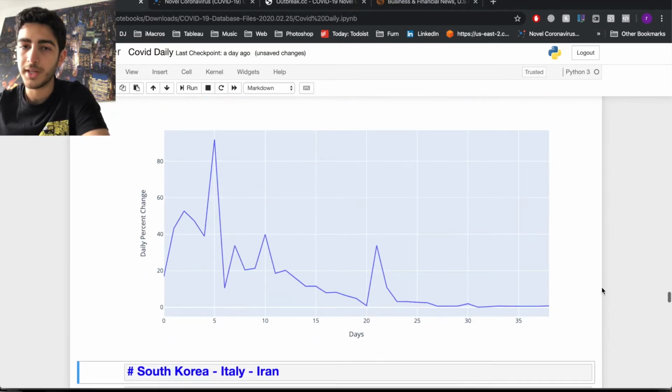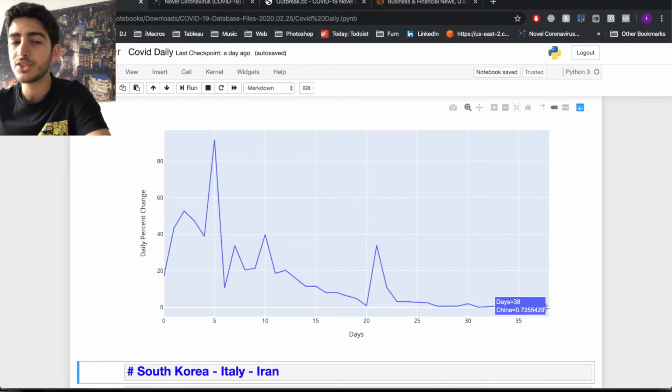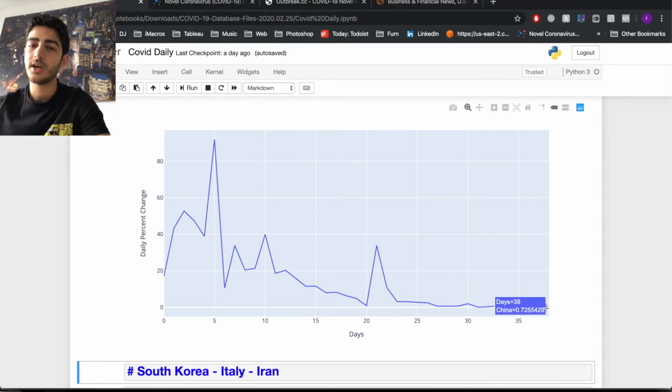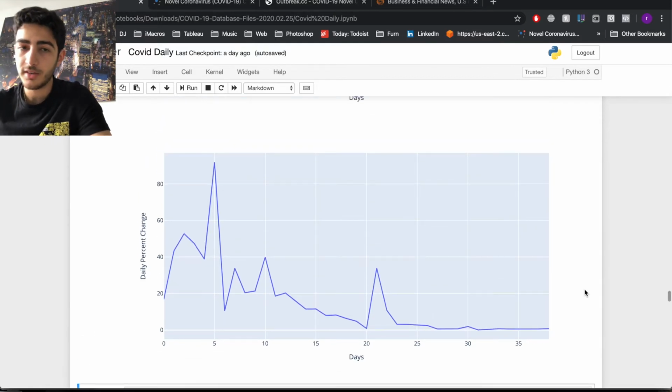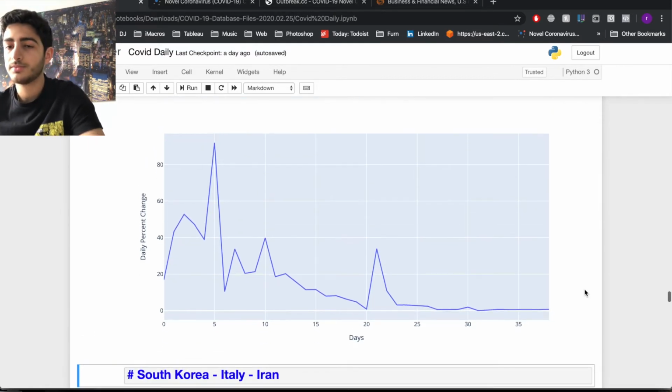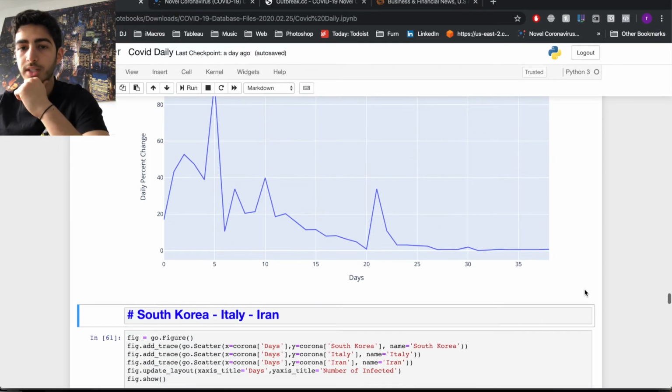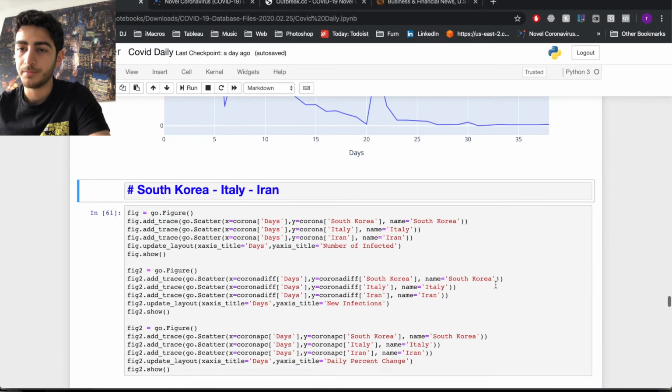This is further proved by the daily percentage change. There were huge percentage changes here, and now it seemed to be stabilizing. There's only been a 0.72% increase of cases from yesterday to today. Great news in China, showing the effectiveness of good measures. Let's take a look now at South Korea, Italy, and Iran.